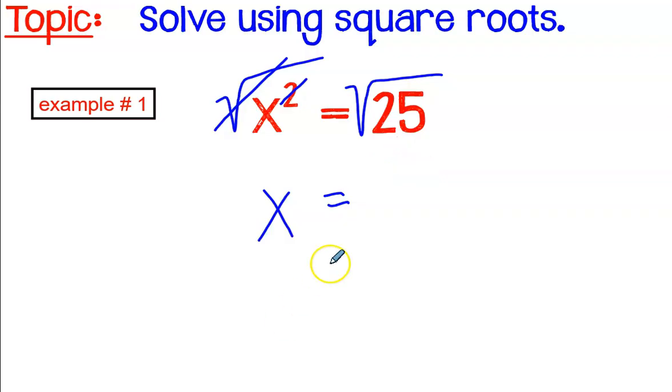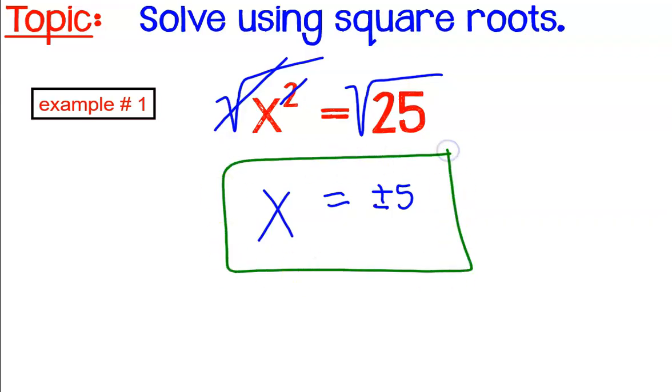Since both of those numbers work, you can write your answers side by side like this, or you can take a shortcut and use this plus or minus sign if the digits are matching. So if we have a positive 5 and a negative 5, we're going to use this symbol right here. It's called the plus or minus sign. So I read this as x is equal to plus or minus 5. And that's the only work that I need to show, the inverse step of squaring and square rooting.